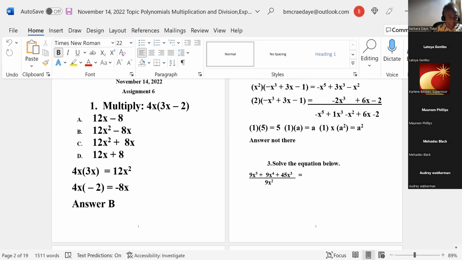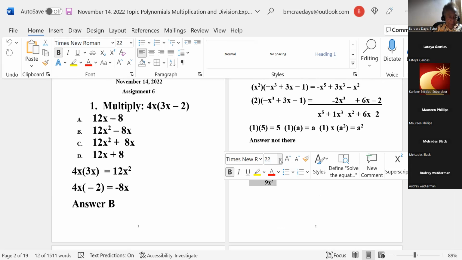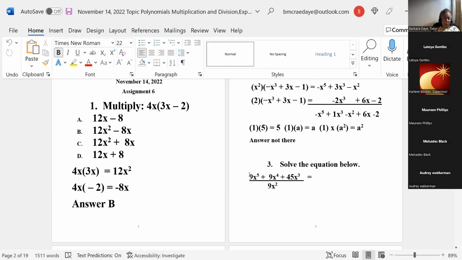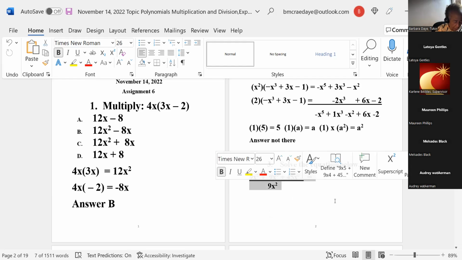And I don't think I really have to write it out, right? Should I write it out in detail? Does everybody understand? 9x to the 5th plus 9x to the 4th plus 45x to the 3rd, all divided by 9x to the 2nd. So what are you going to do? You're going to take every term in this polynomial and divide it by its monomial. So I want you to do that and tell me the answer.